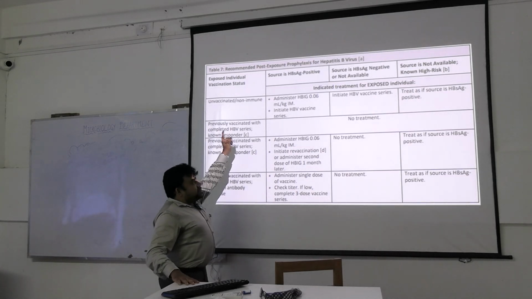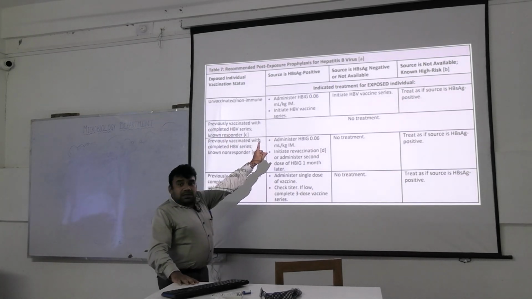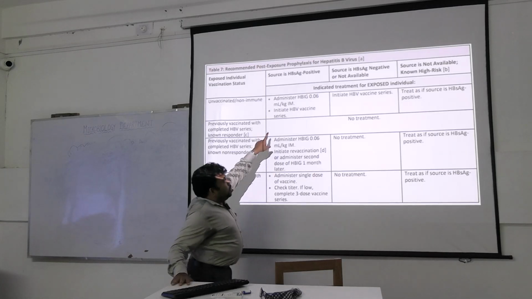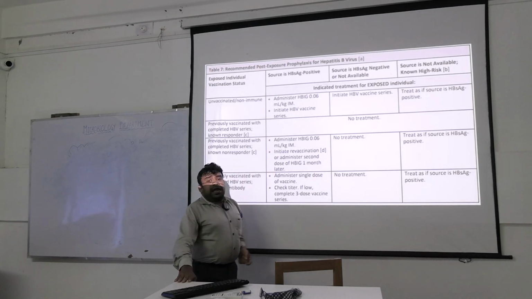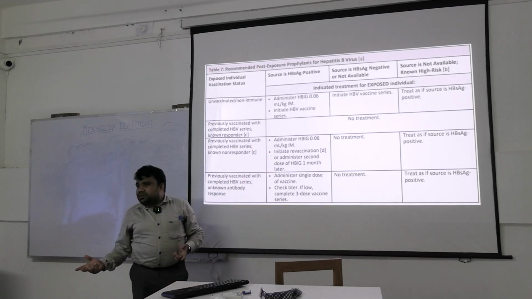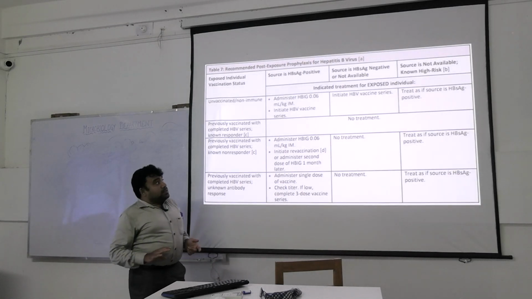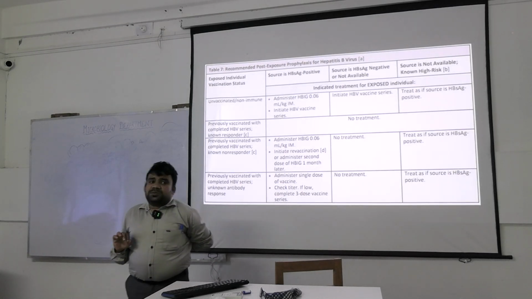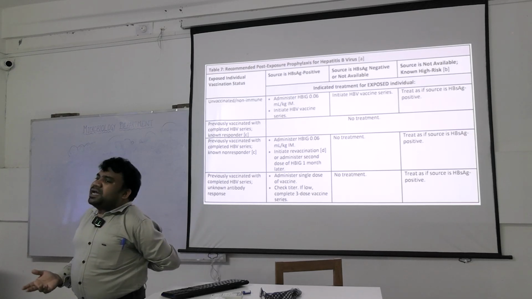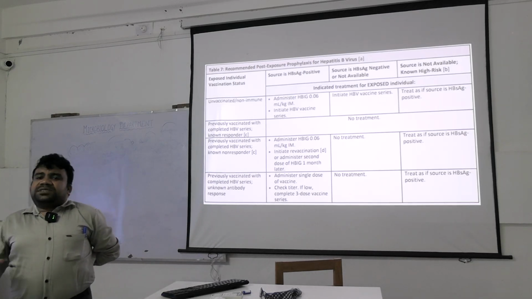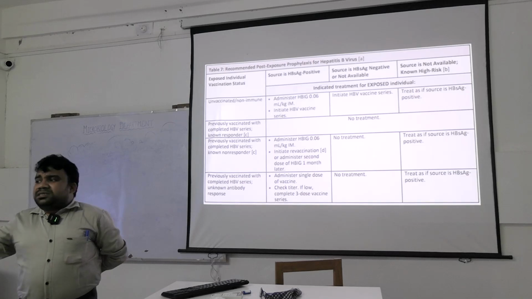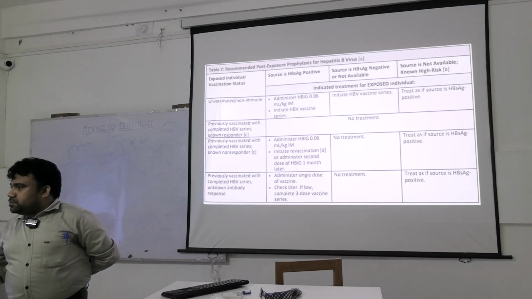If the person who is exposed is unvaccinated, then we must administer HBIG. What is HBIG? Hepatitis B immunoglobulin. This must be given as early as possible. Why? Immunoglobulin means antibodies. Even if the patient is exposed in the bloodstream, this antibody will prevent the infection.